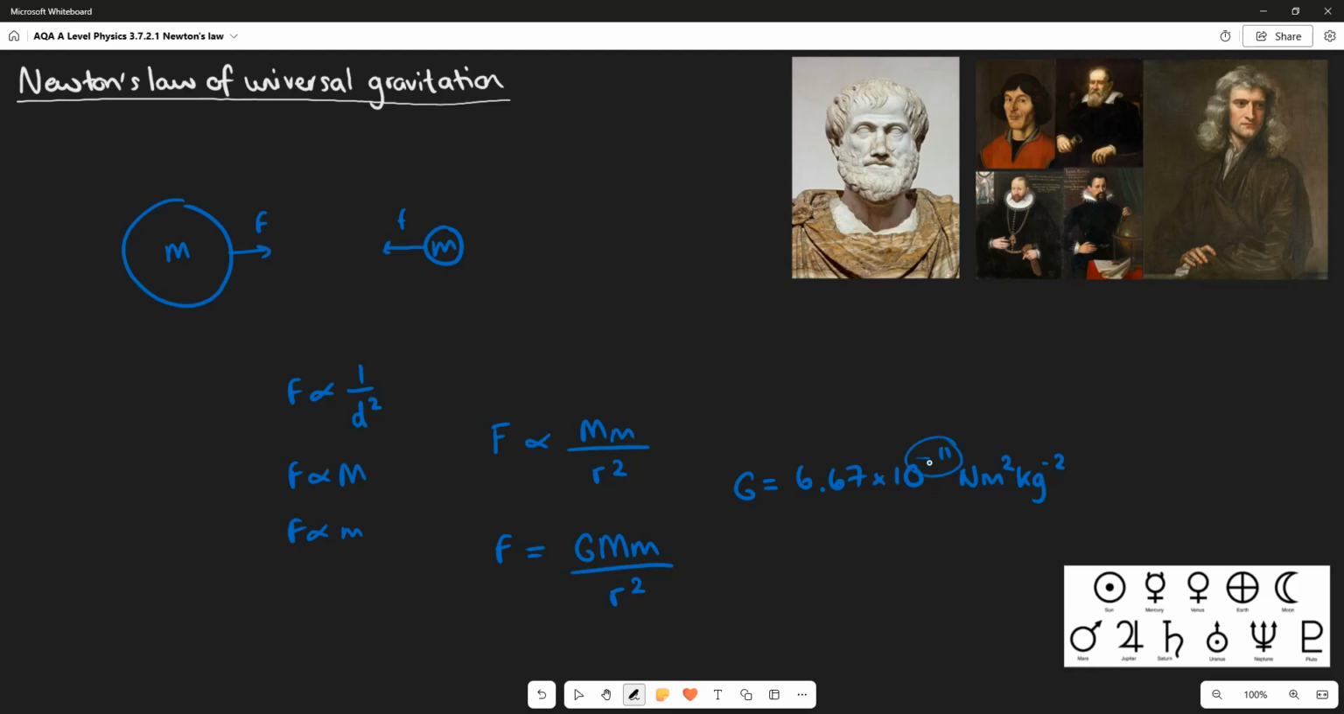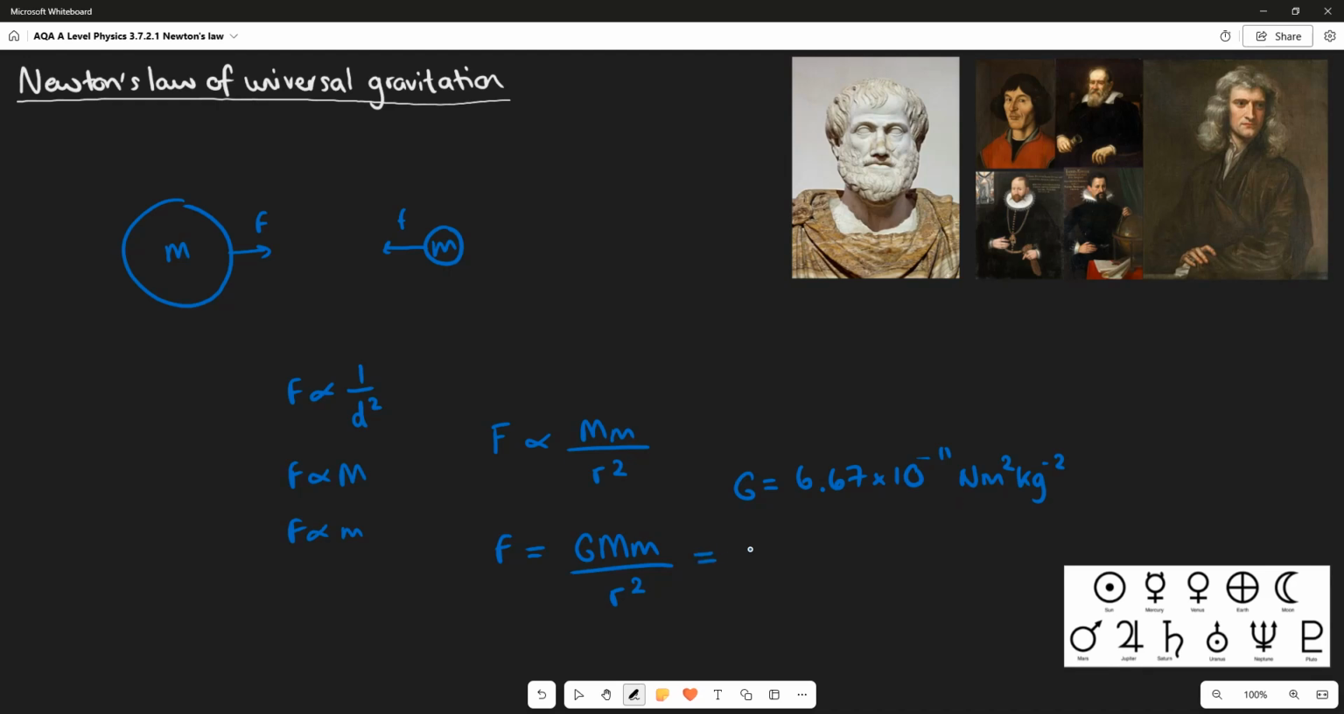Notice the very small power. This value is tiny. Early estimates were made, and as scientific experimentation got more and more accurate, this value became more and more accurately known. This is the modern value to 3 significant figures.